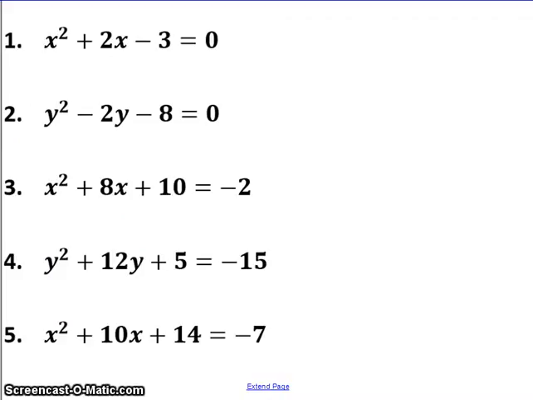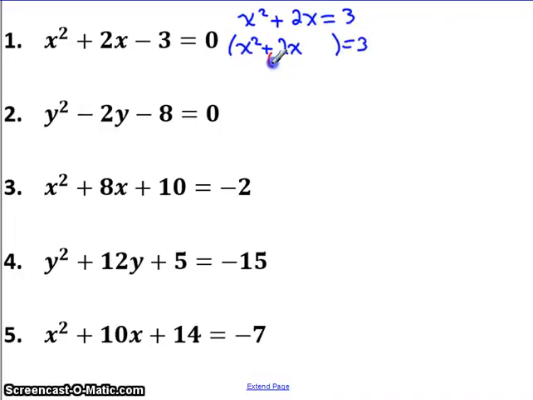Okay, so here are a few sample problems that you can work with. I'll go ahead and work a couple of these. Let's start with the first one here. This one should be pretty simple, hopefully. We've got x squared plus 2x. And again, we're going to move this negative 3 to this side by adding 3 to both sides. So we get this. Let's reformat this with our space and parentheses.